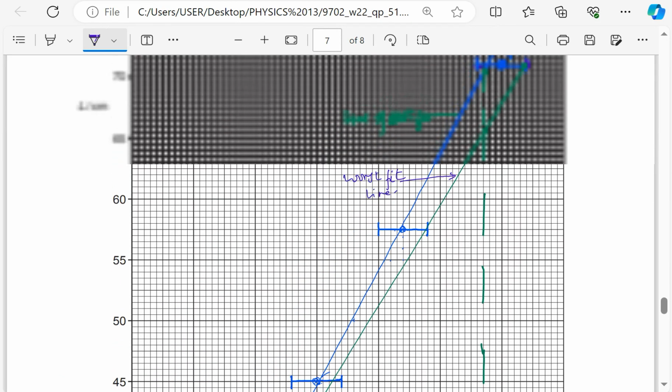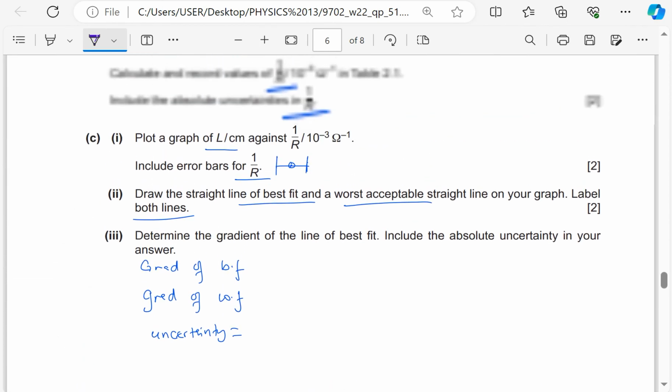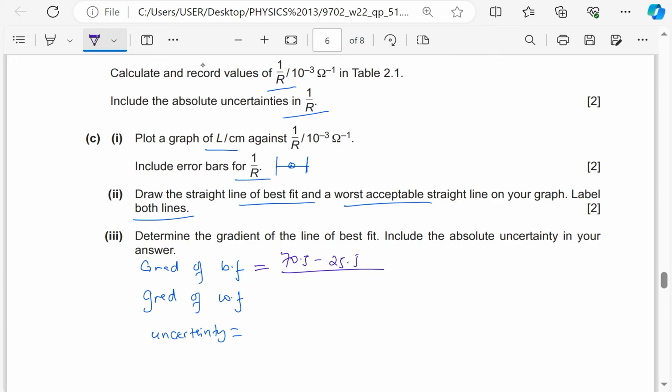So when you do the experiment, when you draw the graph, you may not get exactly the same values, but these are just guiding values. So the gradient of best fit is going to be, we saw it was 70.5 minus 25.5 divided by 43.5 minus 20. For the worst fit, it was 65.5 minus 25.5 divided by 43.5 minus 19.5.